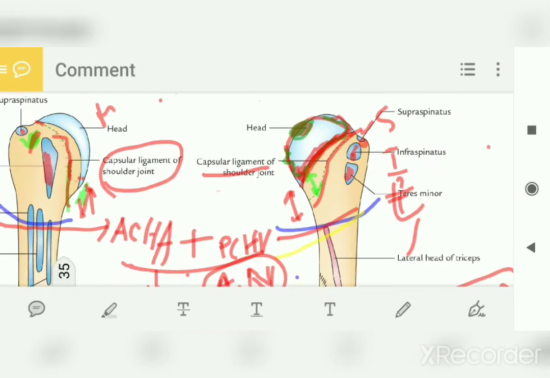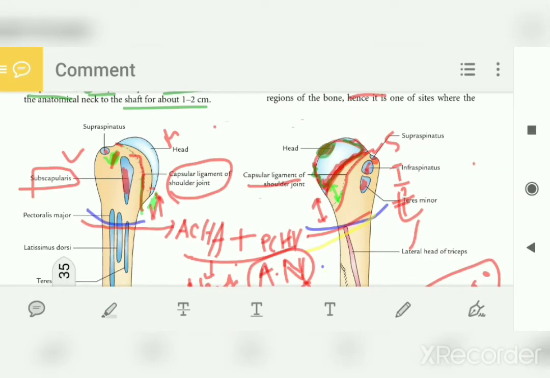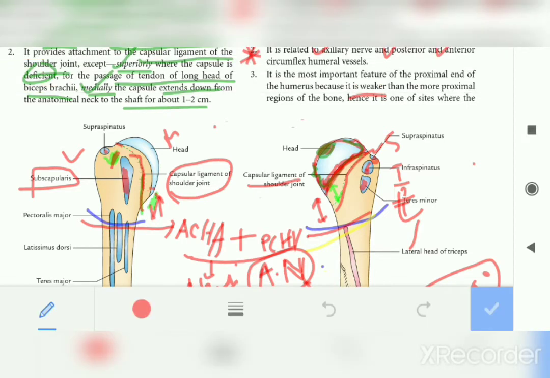Here one question is asked in the Viva. These subscapularis, supraspinatus, infraspinatus, and teres minor, these four muscles together are called muscles of the rotator cuff. So if in the Viva examination it is asked what is rotator cuff, we will say these are the four muscles at the upper end of the humerus: the supraspinatus, infraspinatus, teres minor, and subscapularis.